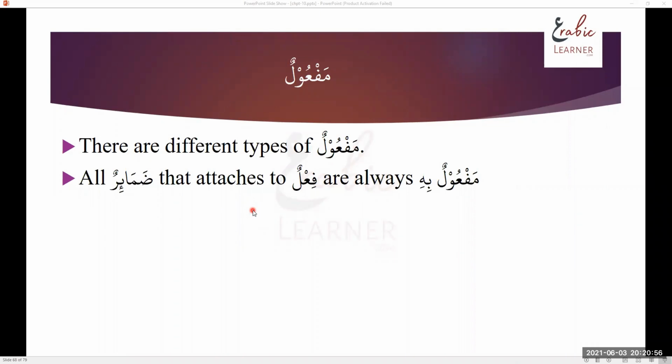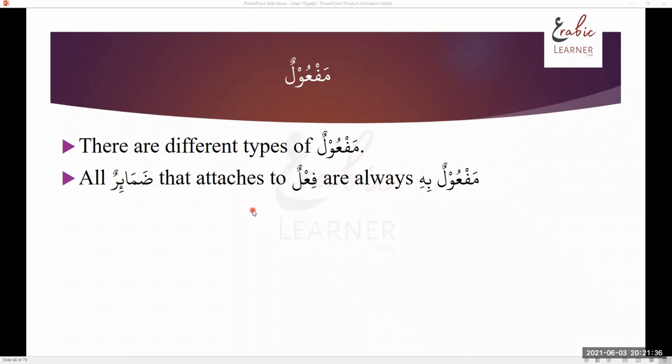So when a Damir gets attached, it's a question to you. When a Damir attaches to the ism, what happens? Yes, idafa. Mudaf, mudaf ilayh. When a Damir attaches to the harfu jar specifically, jar majroor. Very good. When a Damir attaches to the harf, then jar majroor.